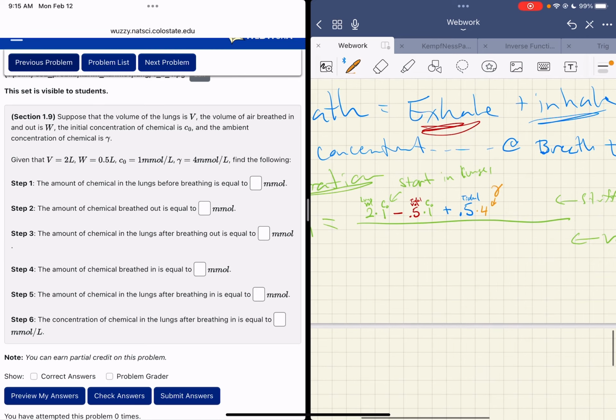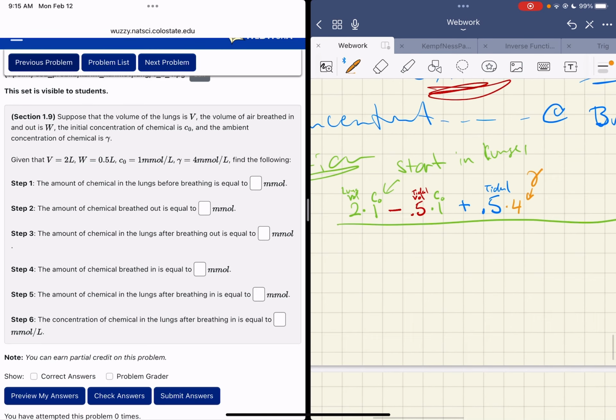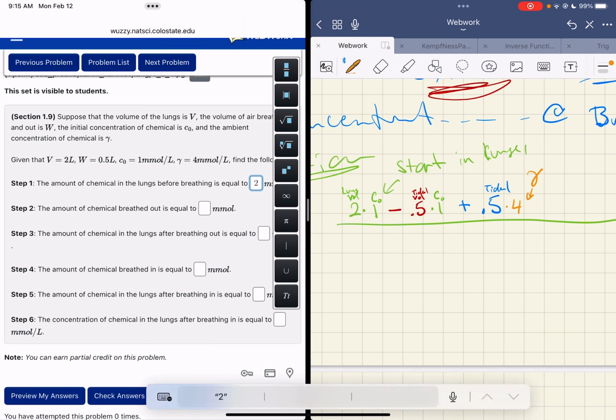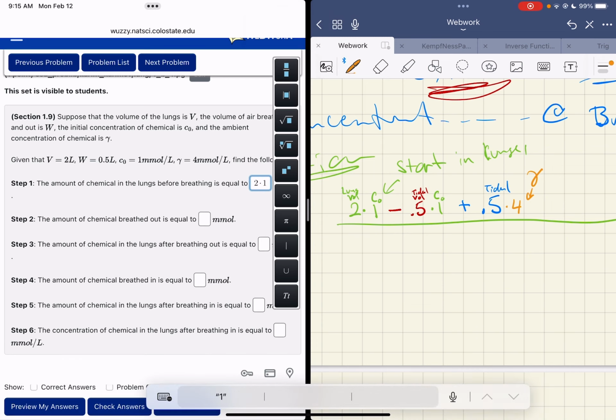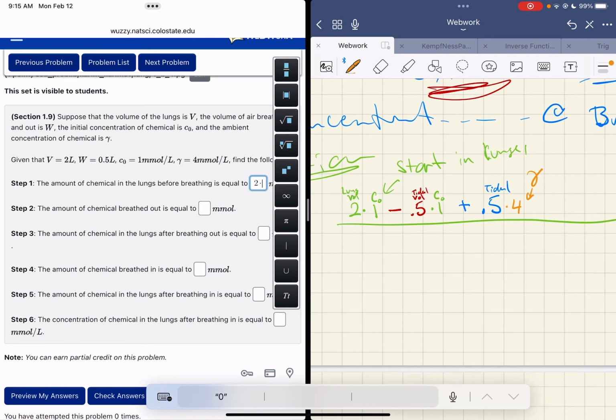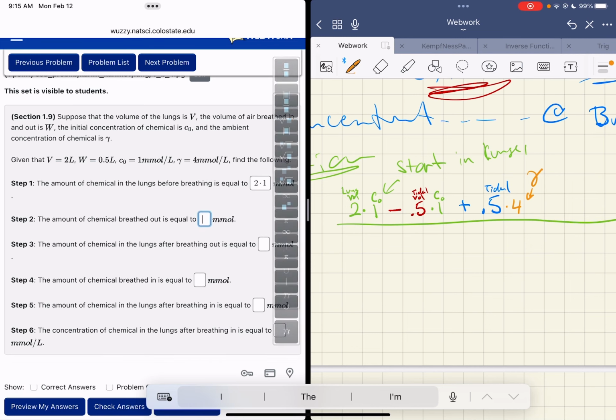Here, this numerator is the amount of stuff that occurs during one breath. And I've actually just done a lot of blanks, so let's catch up really quick. The amount of chemical in my lungs before breathing, 2. Where did that come from? That was actually 2 times 1, because 1 is my C sub 0. In general, this is C sub 0, so your problem may vary. The amount of chemical that I breathe out, in general, this is W times C sub 0. It's the amount that you exhale in volume, so that's a half a liter for me, times the concentration of the air in your lungs, which in this case is 1, so I'm just going to leave it as 0.5.